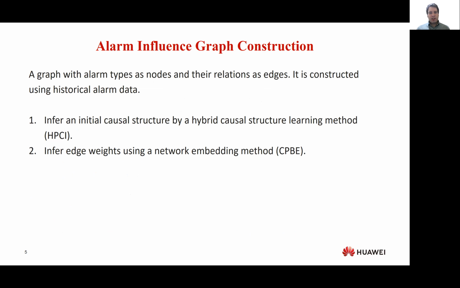After the alarm pre-processing, we want to construct the alarm influence graph. This is a graph with the alarm types as nodes and their relations as the edges. This graph is constructed in two steps. First, we infer the initial causal structure by using a hybrid causal structural learning method, HPCI. Then we infer edge weights using a network embedding method, CPBE.